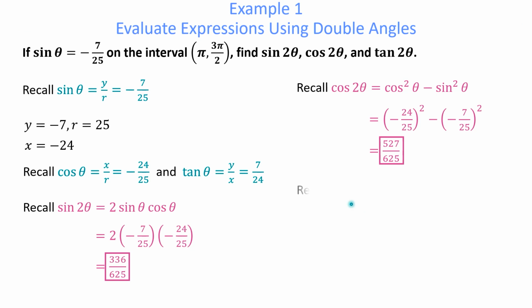So we should recall that tan 2 theta is equal to 2 tan theta over 1 minus tan squared theta. Well, we know what tan theta is. It's 7 over 24. So we can simply substitute this over here and we'll get the following. And if we compute this on our calculator, we'll end up with a simplified answer of 336 over 527. And again, there are alternative methods. With practice, you'll find out which is the most efficient method to use.